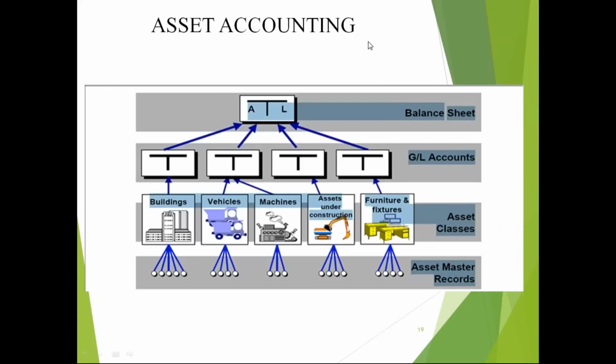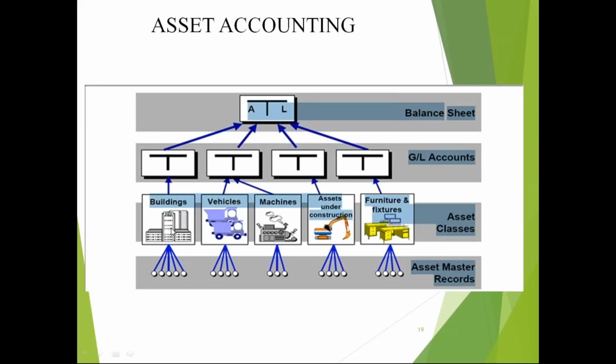So whenever I'm talking about asset accounting, the first most important thing is I'll be creating one asset master. Now what is this asset master? In simple terms, it's nothing but a list of all the individual assets. Let us say my company is having 5 buildings, something like building 1, building 2, building 3, 4 and 5. Similarly, my company is having 4 vehicles or 3 machineries. All these individual assets will be created at the asset master level.